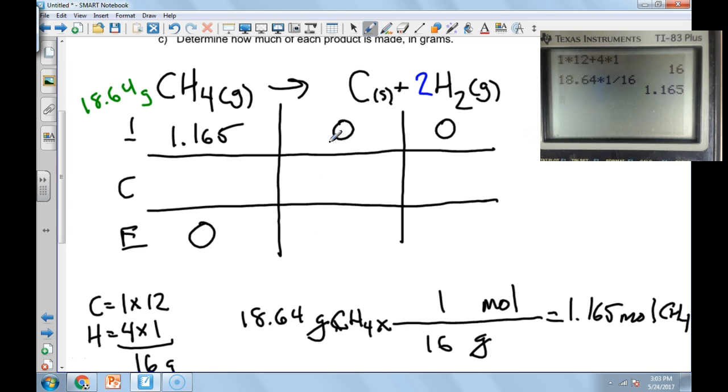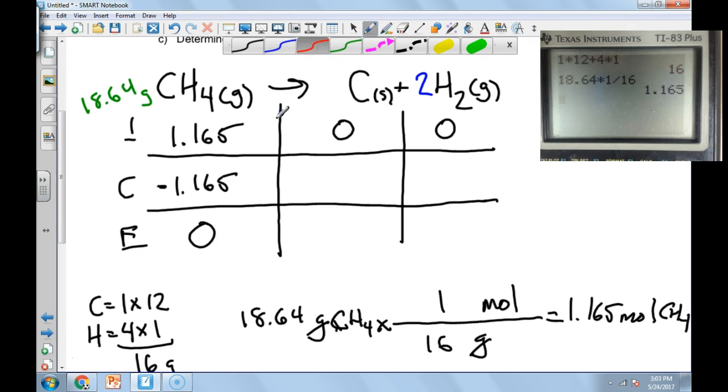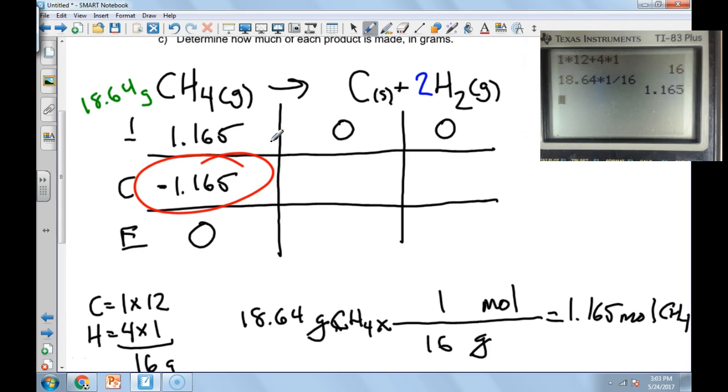Now this helps us out because the most important box is this first change box, and 0. In order to get to 0, we have to subtract 1.165 moles of methane. Okay, and so as soon as we get this first change box, now that means we can figure out this and this and this, and life is good. Okay, so let's now figure out how much carbon we're going to produce.